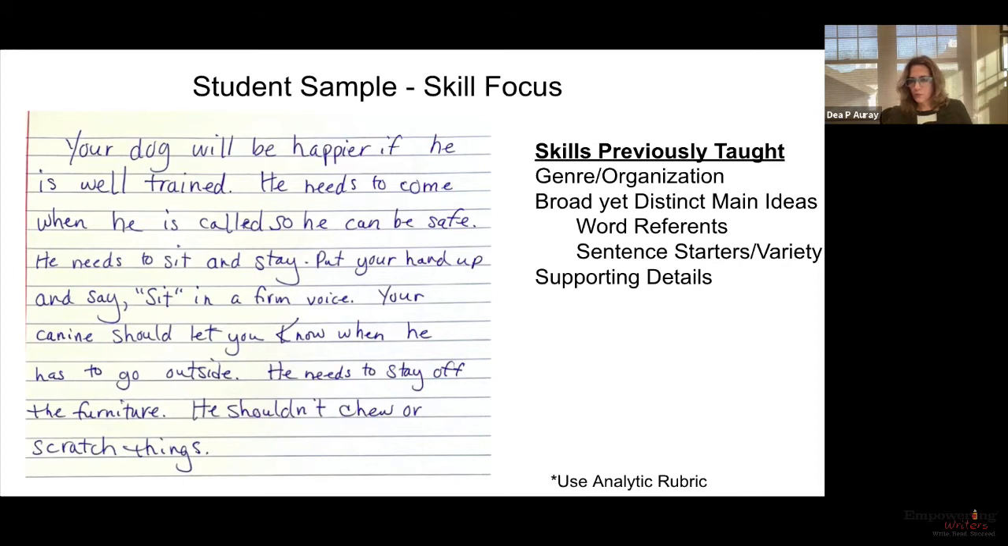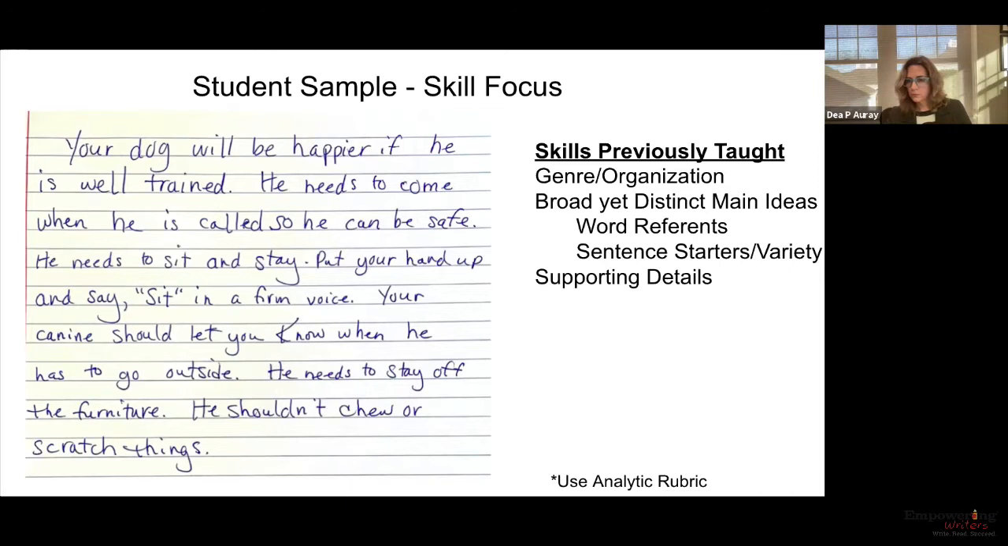Previously, the students have been taught genre and organization, broad yet distinct main ideas, including word reference and sentence starters, adding sentence variety, and we've started to learn how to apply the detail generating questions to the supporting details.